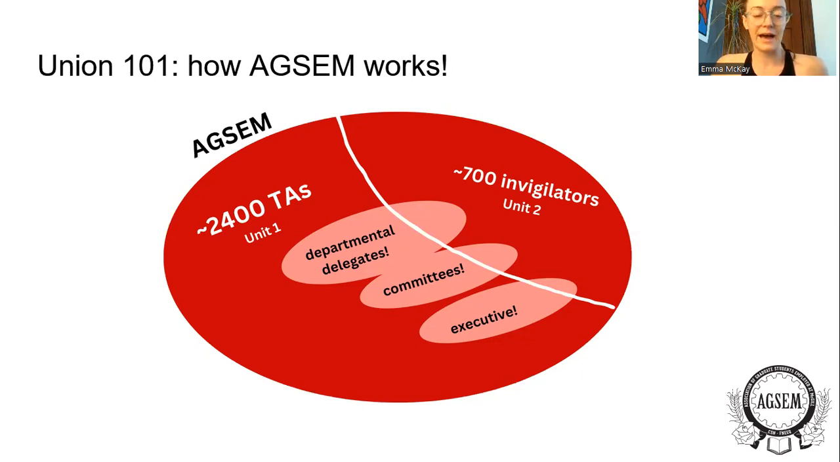We have, what is 2,400 plus 700? Haha. 3,100, approximately, the number varies a little bit. We have over 3,000 workers in our union, which means we are one of the largest unions on the island of Montreal, which is really incredible.